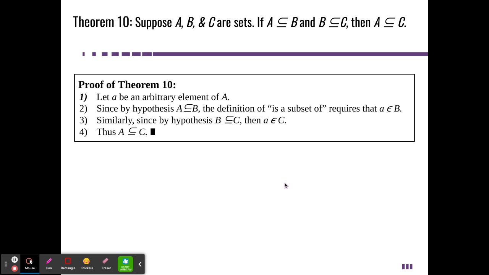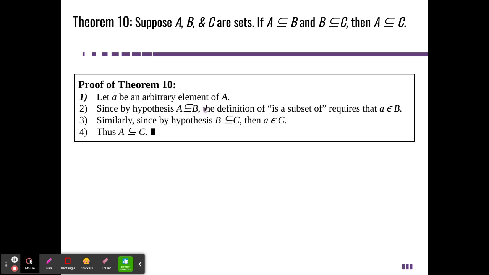So all of that preparation for this very simple statement. So we've got this defining statement here. Let x be an element of the set A. Since by hypothesis we have A as a subset of B, the definition of subset requires that x be an element of B.